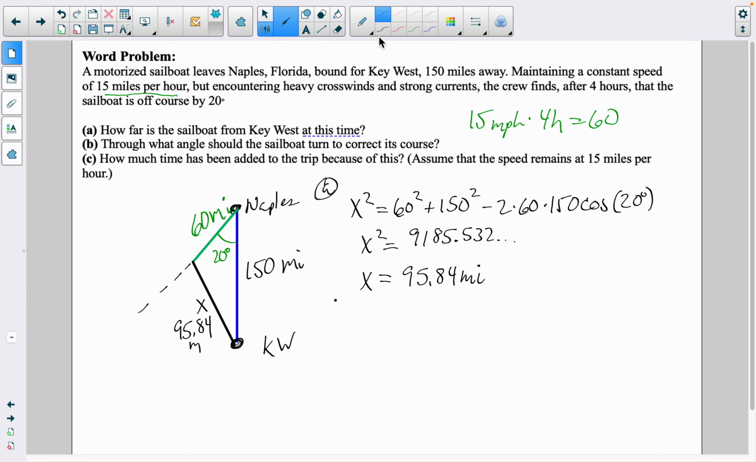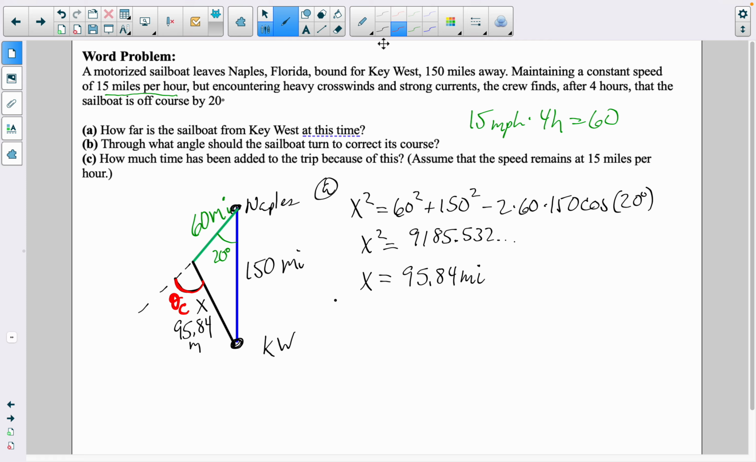Now, question B says, through what angle should the sailboat turn to correct its course? Well, that means if I'm heading in this direction because of the currents and the winds, I would need to turn my boat through this angle here. Let me change that color. I need to find that angle in red there. Let's call that theta C.